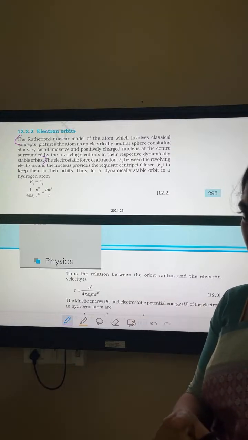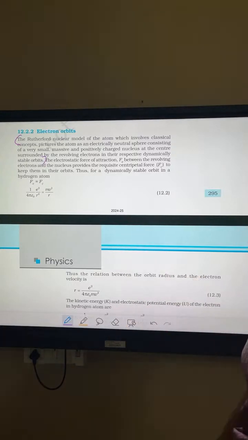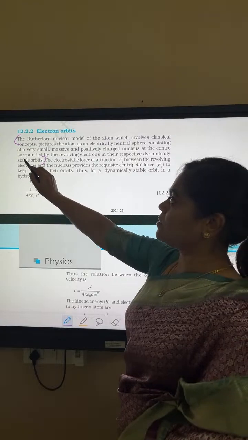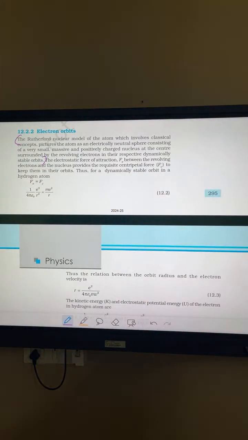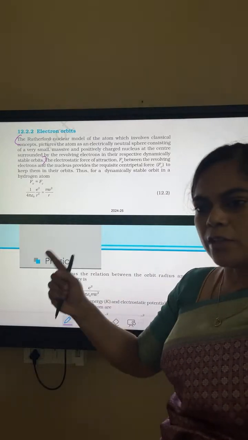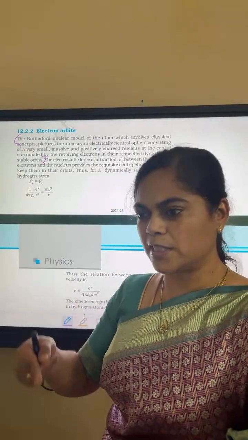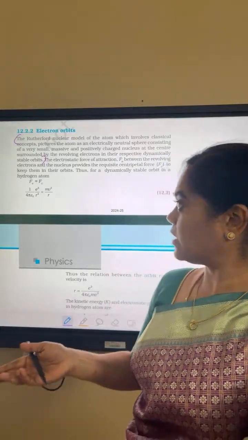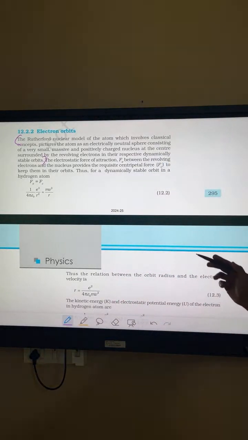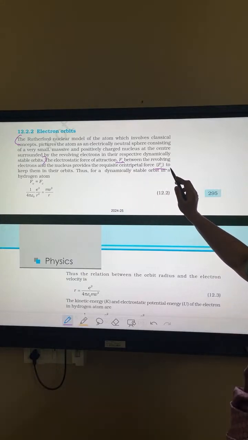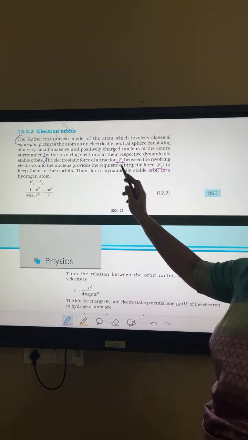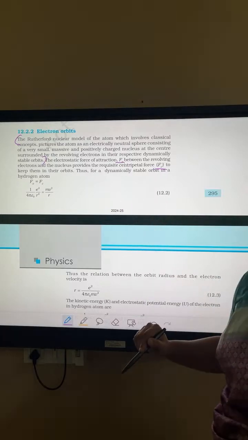The electrostatic force of attraction Fe between the revolving electrons and the nucleus provides the requisite centripetal force. Since the electron is revolving around the nucleus, the force must act towards the center. That is the centripetal force. So the electrostatic force of attraction and the centripetal force should be equal.